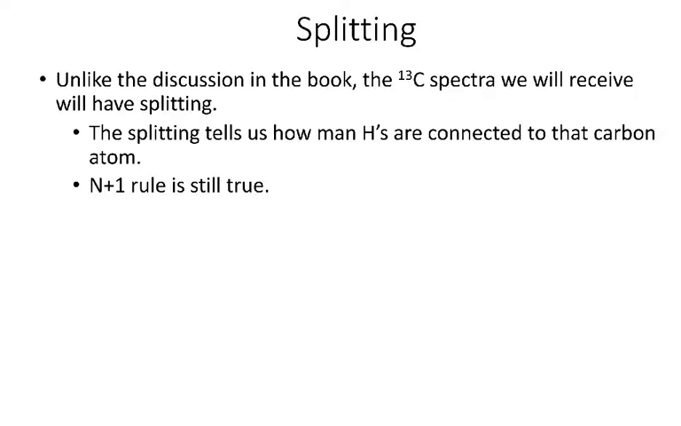One of the big differences between carbon-13 NMR and proton NMR is what the splitting tells us. In proton NMR, the splitting tells us about how many hydrogens there are on adjacent carbon atoms. In carbon-13 NMR, it tells us how many hydrogens are attached to that specific carbon. But the N+1 rule still holds true. So let's look at a quick example.